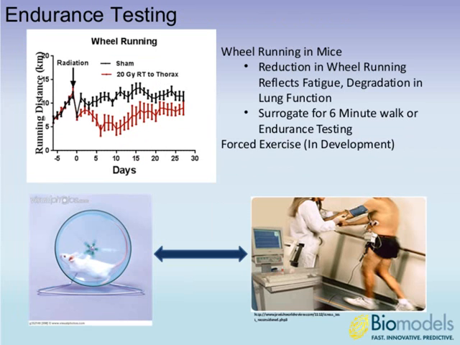Also, what we do at Biomodels that I think is a little unique, we also do endurance testing. For this test, we primarily use wheel running. Here you can see the daily running distance as a function of time for some mice in our radiation-induced fibrosis model. You can see that the distance the mice run falls off during the acute inflammatory phase, and it will start to recover thereafter. We use this as a surrogate for the 6-minute walk that is extensively used in the clinic. We also have a forced exercise measure under development.